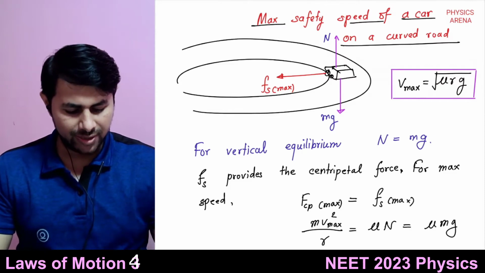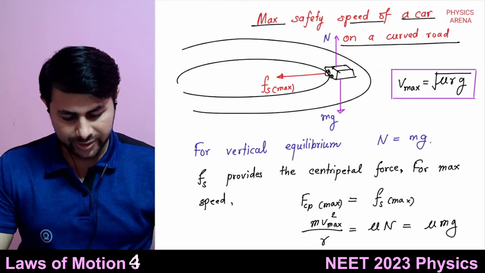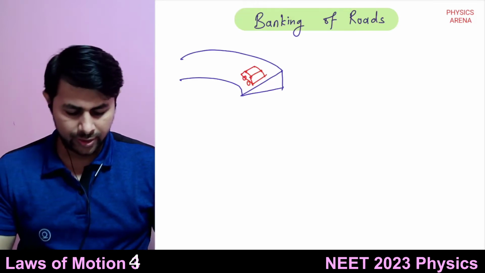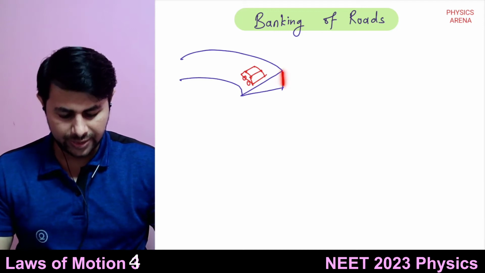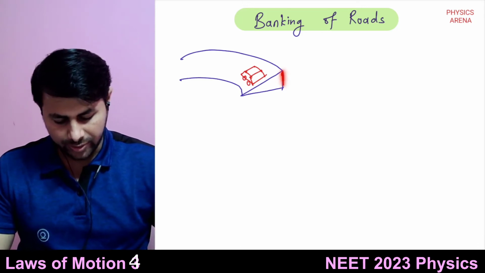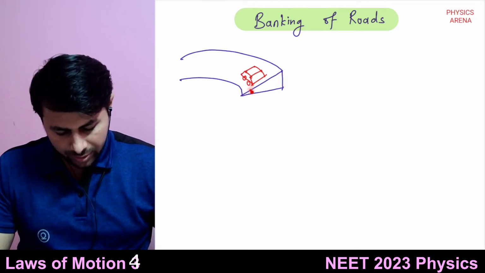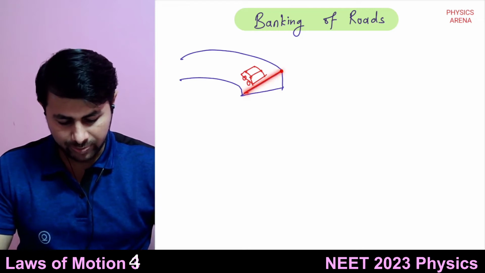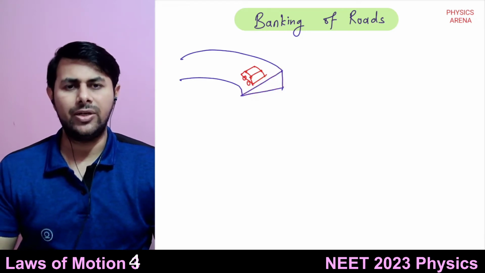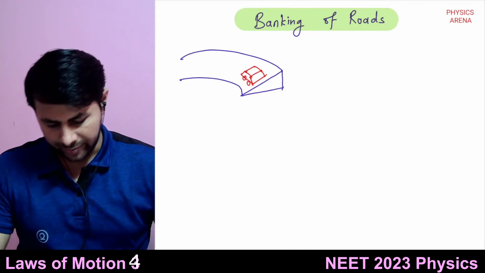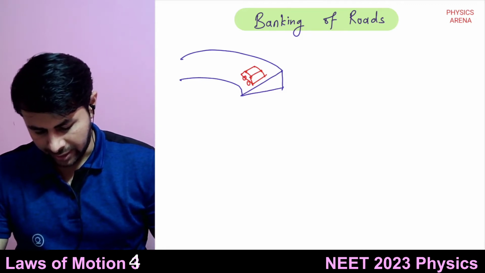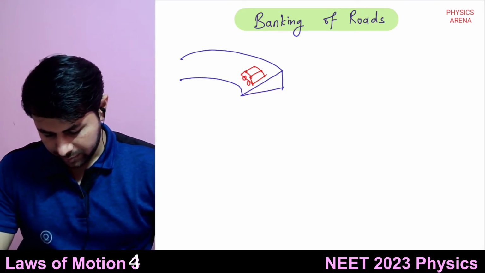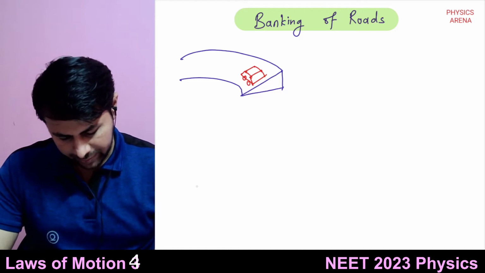So to avoid skidding of vehicles along curved roads, what is done? Banking of road is done. This procedure of raising the outer side of the road with respect to the inner side through some angle is known as banking of roads. And we'll see how this provides the centripetal force even in the absence of friction. How does this trick provide for the centripetal force? For that, let's draw this once again.